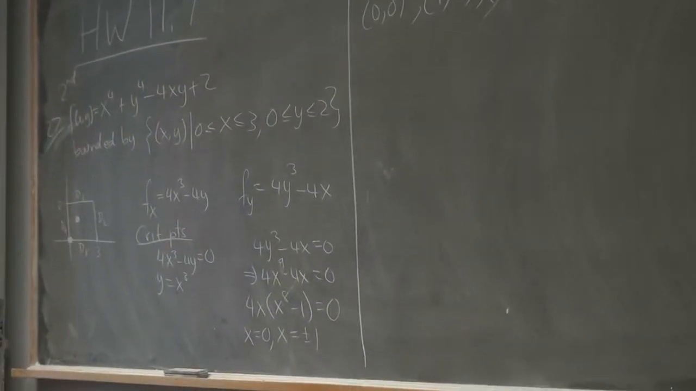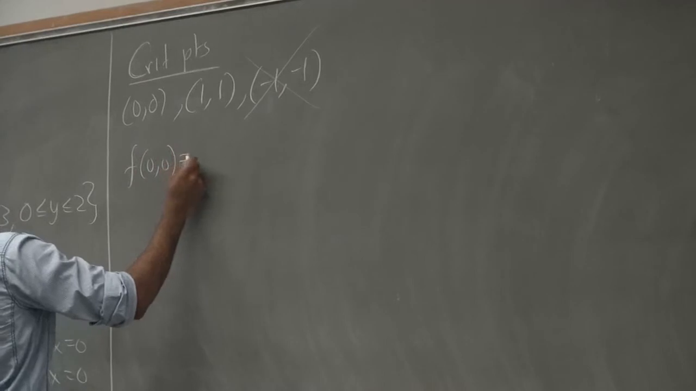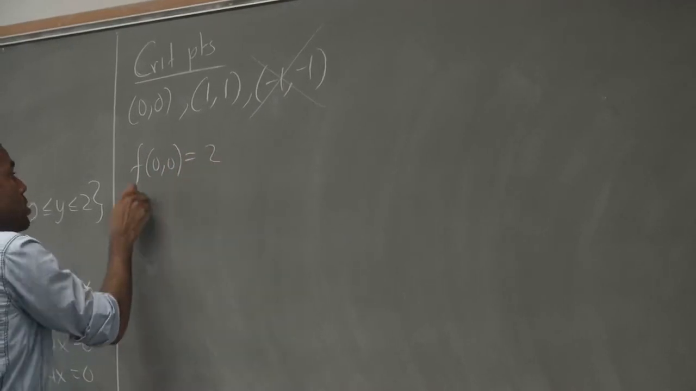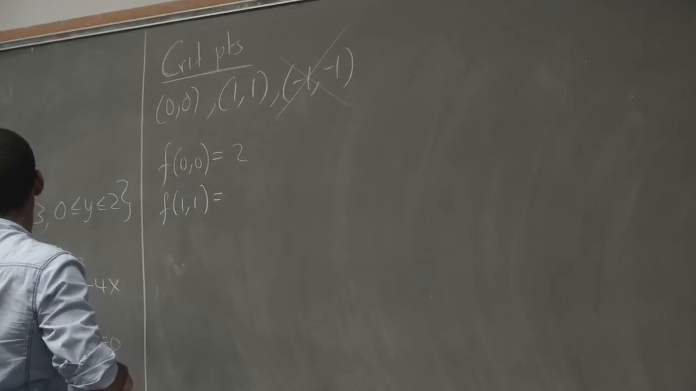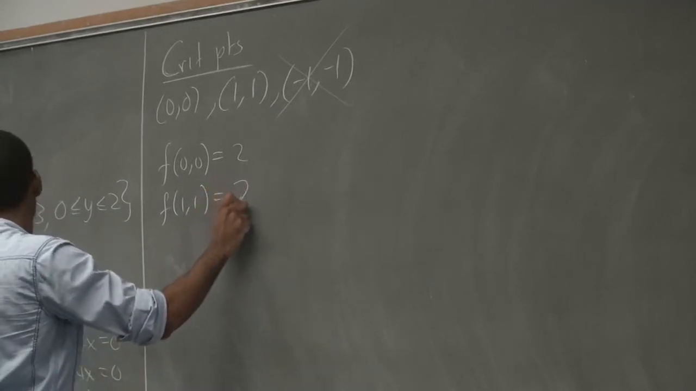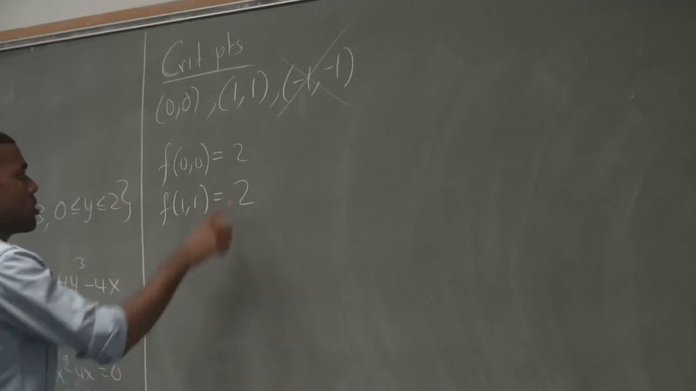Right? So now, we're going to test f of 0, 0, which is 2. Test f of 1, 1. This is 1 plus 1 minus 4. You also get 2. You what? That's 0.